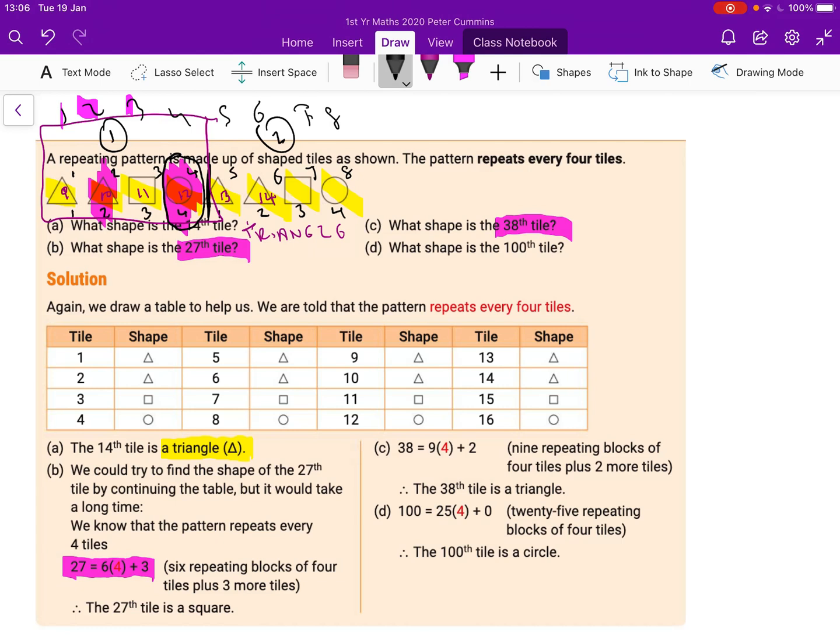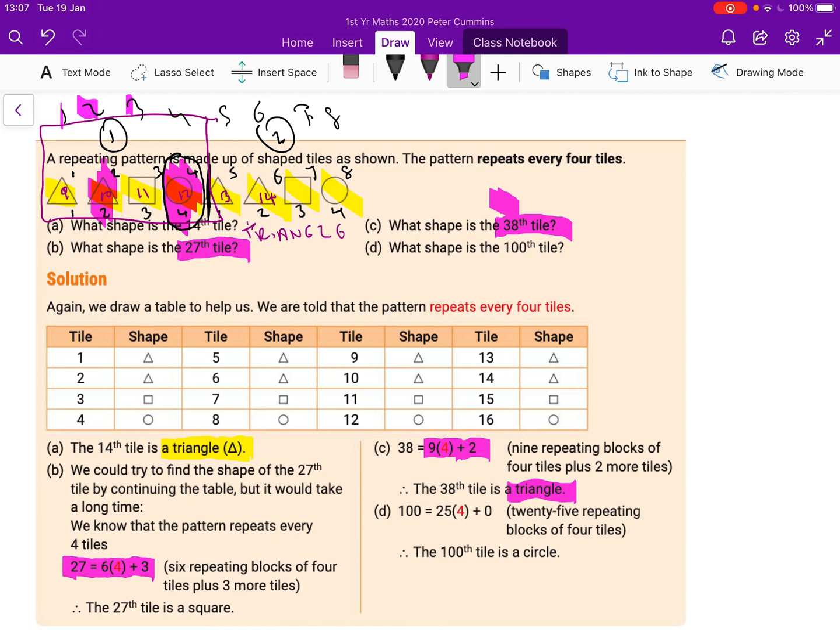But the easy way to do it, save yourself some time, is if you multiply 9 by 4, so you're going to have 9 repeats of 4, and that will get you up as far as 36, but you're looking for number 38. So add 2 onto that. And that will give you what it is. And it is a triangle.